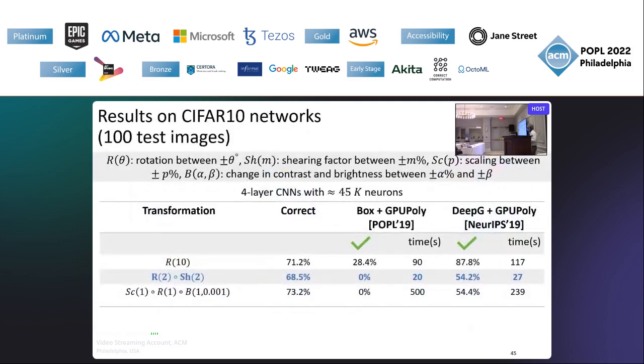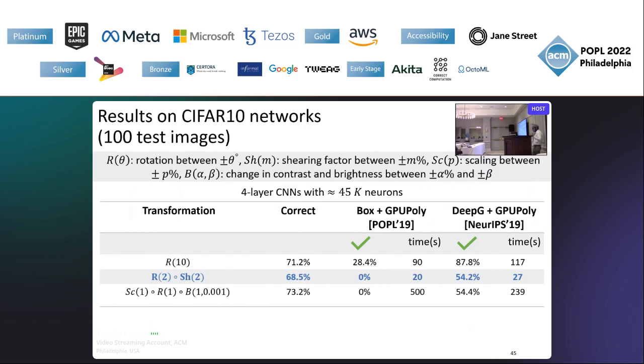In terms of results, here I show a CIFAR10 network with 45,000 neurons and 4 layers. We can handle arbitrary combinations of geometric transformations. So you can do rotation, shearing, scaling, translation, or brightness changes, and arbitrary combinations of these. The first row shows a rotation between -10 and +10. And here we compare two methods.